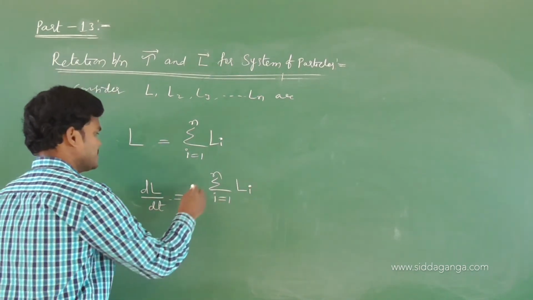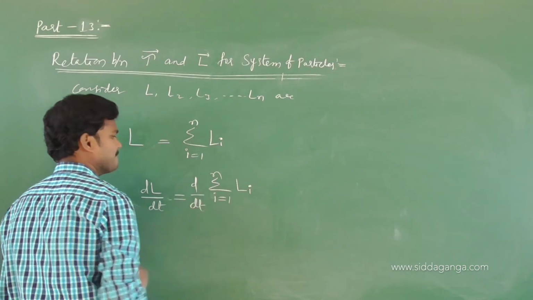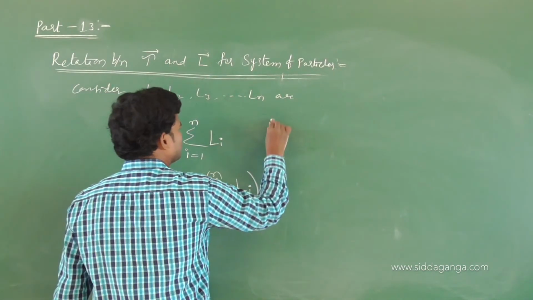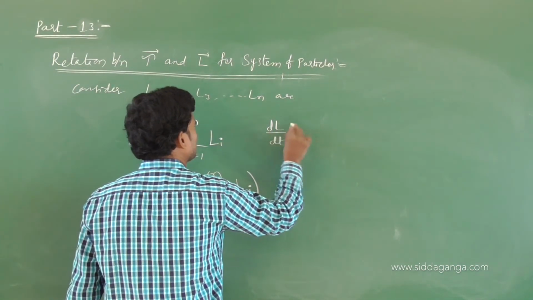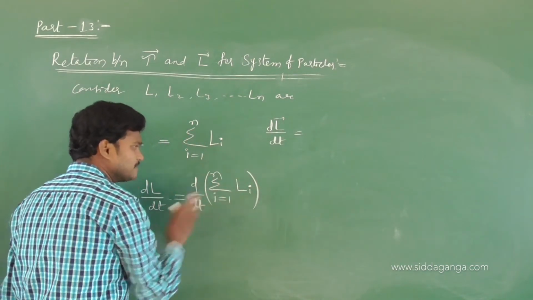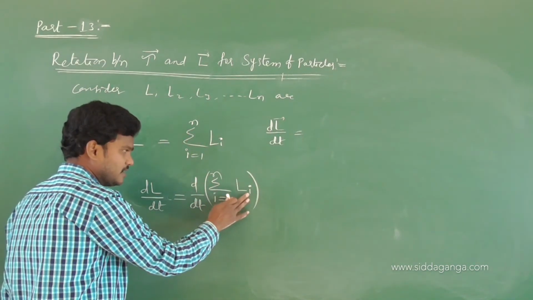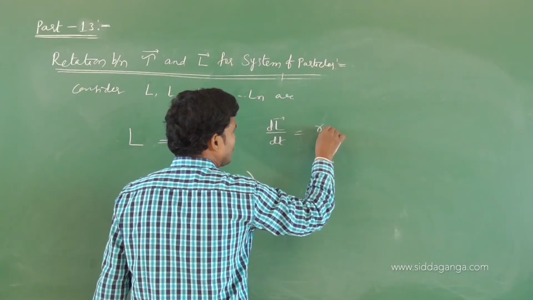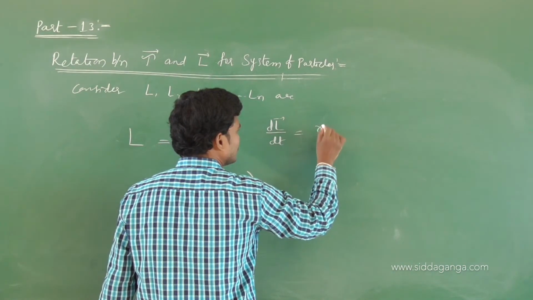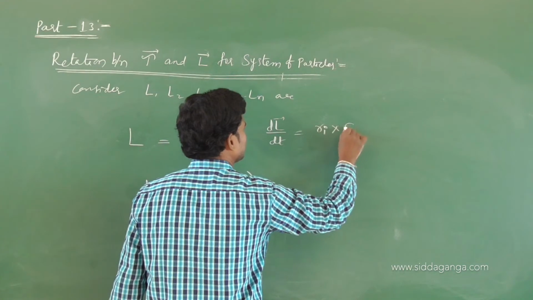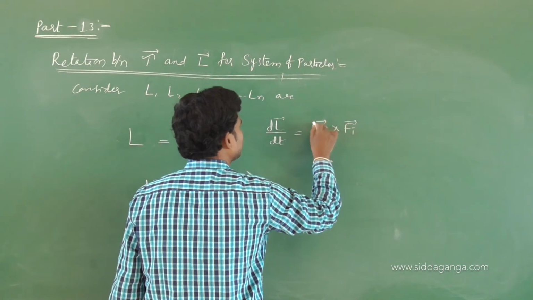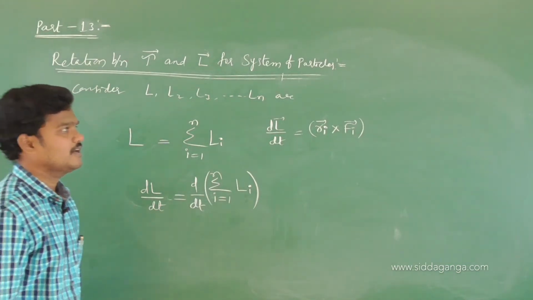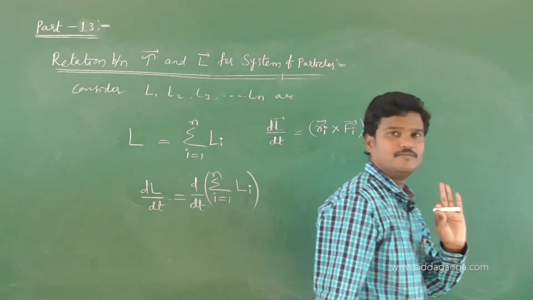So apply differentiation here again. So dL/dt, suppose it is a vector. Let me write dLi/dt. I am going to write ri cross Fi, because dL/dt is nothing but torque. ri cross Fi.